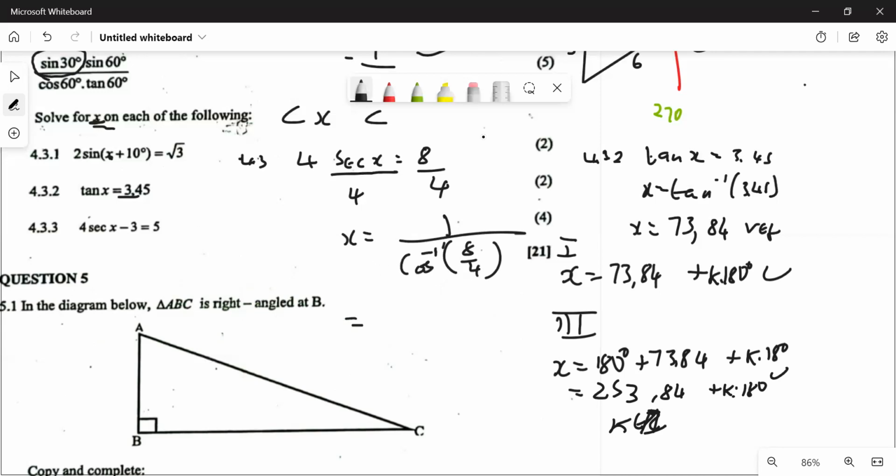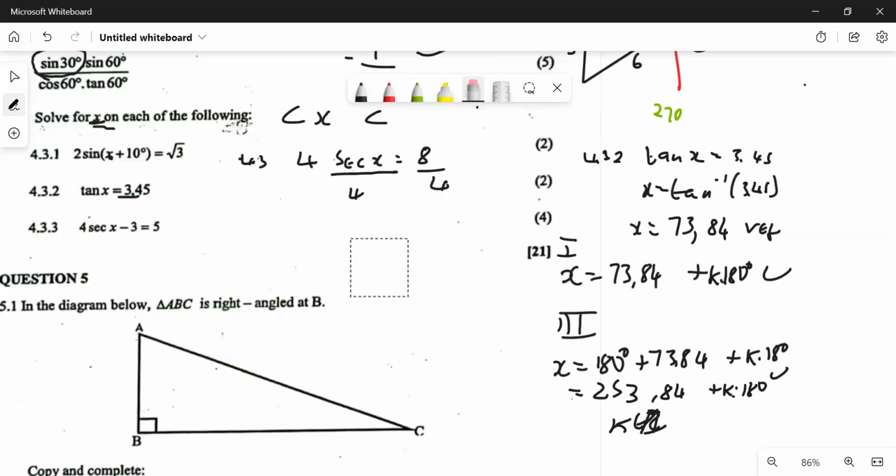Okay, let's try it this way then. Again, we know what sec is. So we say sec is going to be equal to 8 all over 4. Now what is sec? Sec can be written as 1 all over the cos of x, which is going to be equal.